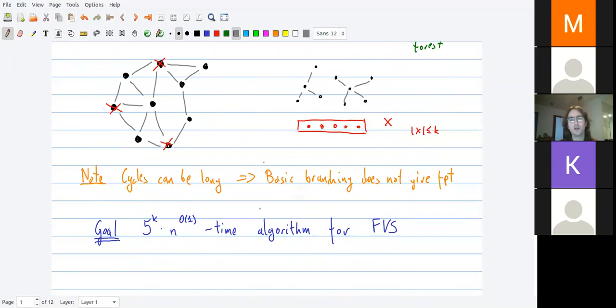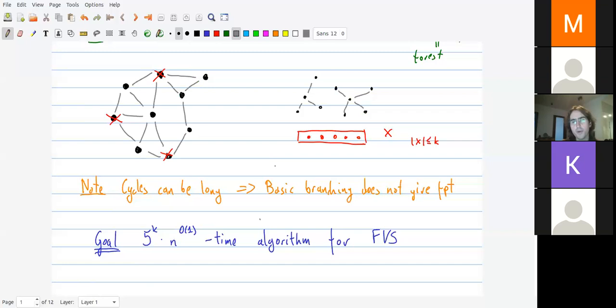So observe now that the feedback vertex set is one of our favorite problems in parameterized complexity because it is actually fixed-parameter tractable, but there is no immediate way to see this. So in particular, recall that in the vertex cover problem, we were branching on edges. Whenever we see an edge in the graph, we know that at least one endpoint of this edge must be deleted, so we can branch into two different directions.